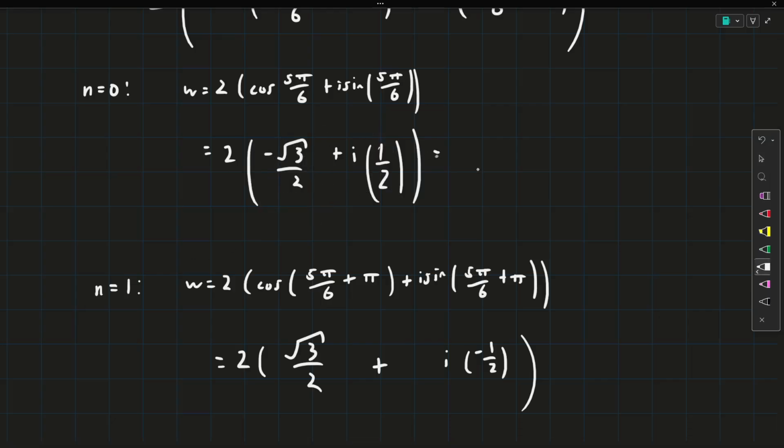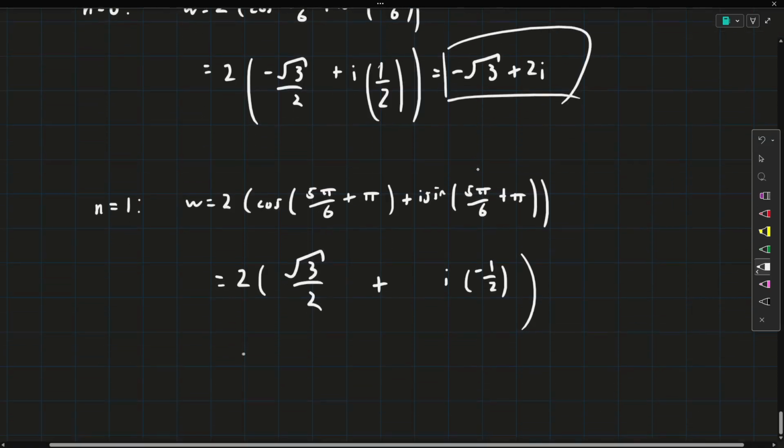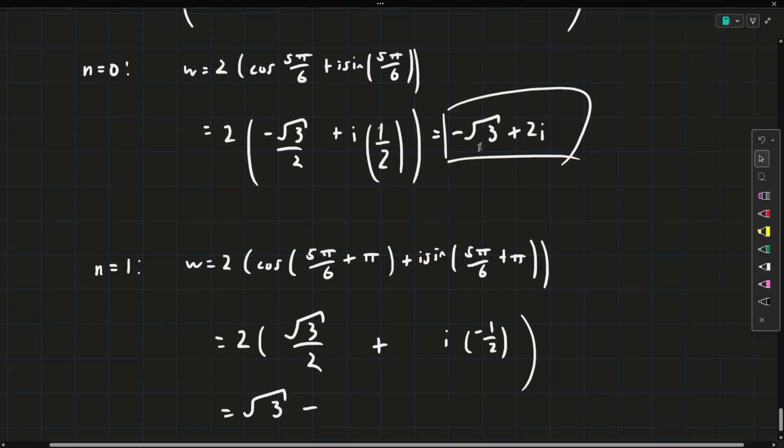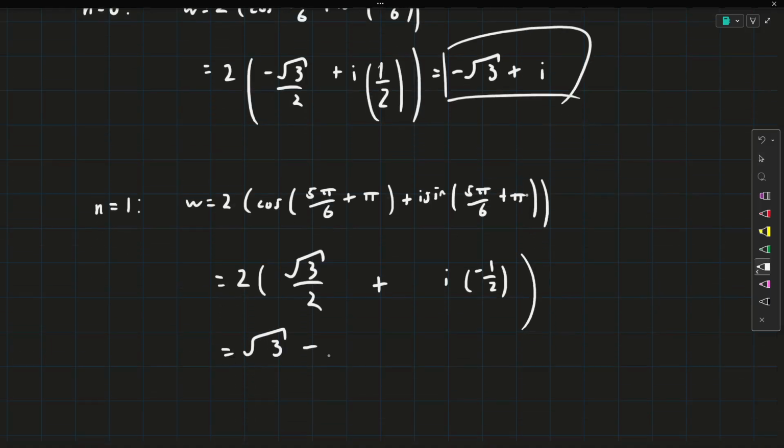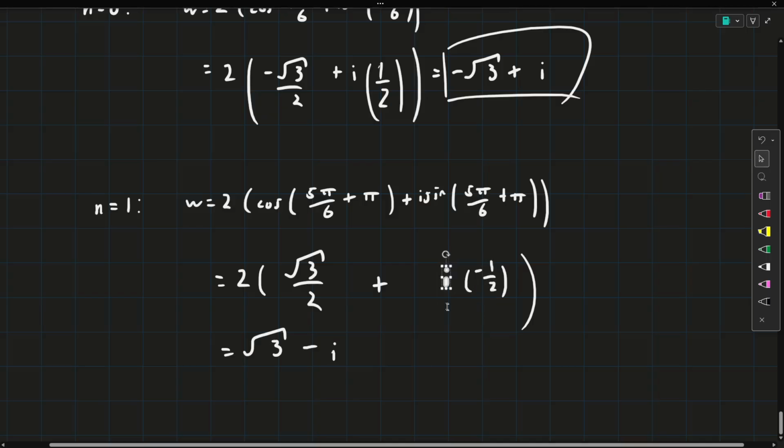So then when we multiply the 2 in, it cancels out nicely. We'll just get minus root 3 plus i as one answer. It's not going to be plus 2i, it's just plus i, because the 2 and the half cancel out. And then here's going to be root 3 minus i, because we have 2 times minus a half times i.